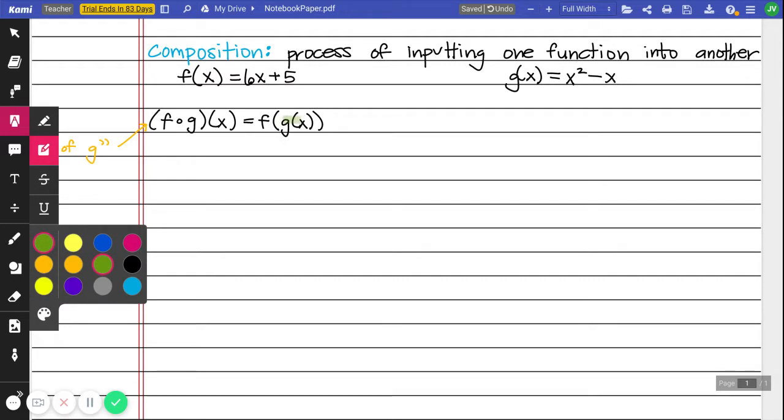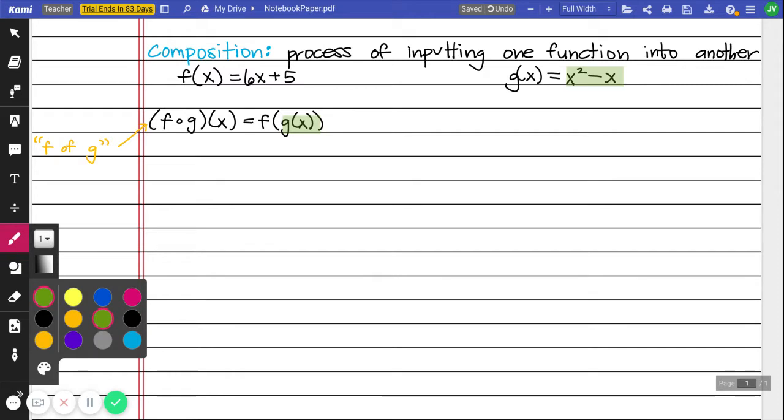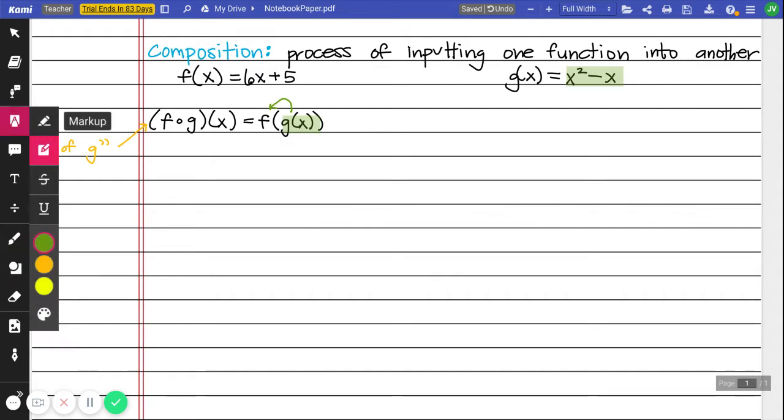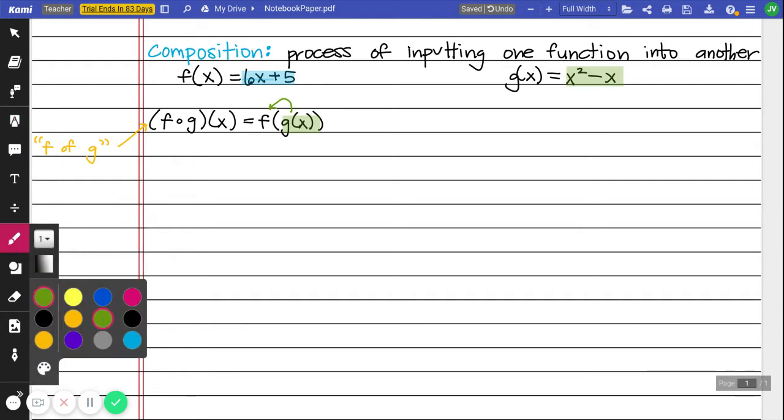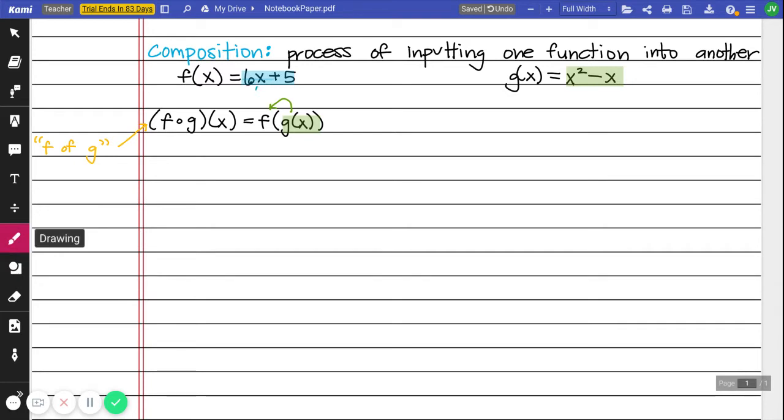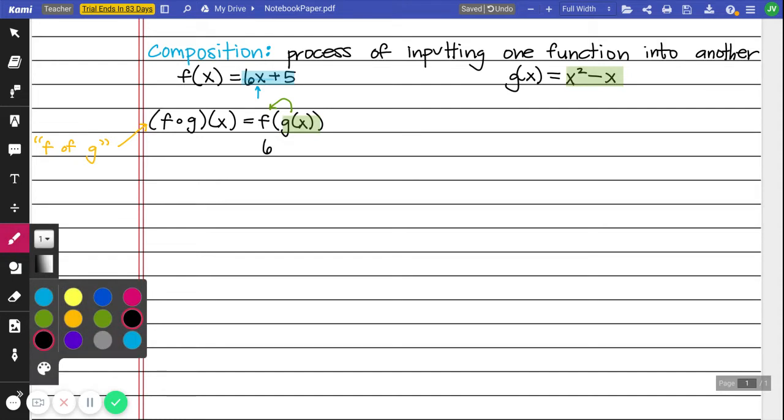So g of x here, x squared minus x, is going to get plugged into f. So here's f of x. And in that f of x, there's one spot where I can put an x. There's one place to substitute into. It's right there.